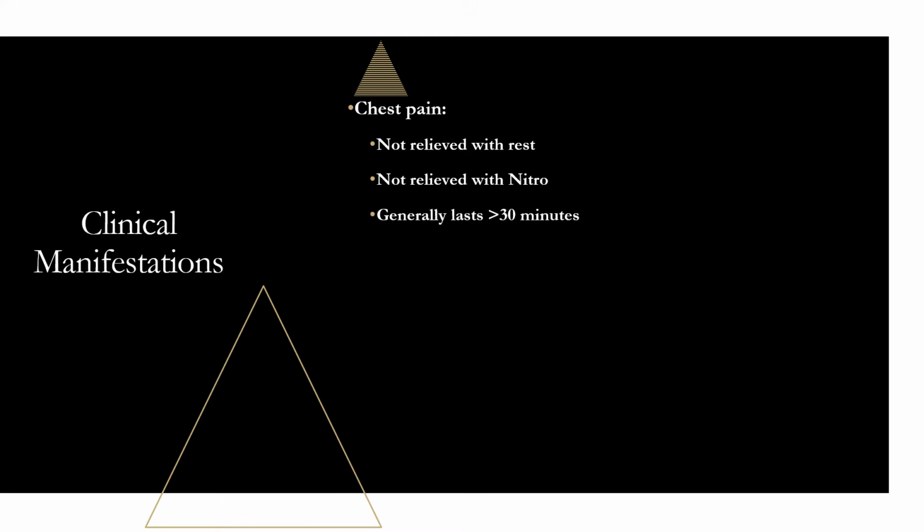So this is different than their normal clinical manifestations of stable angina. Generally, the pain is going to last over 30 minutes with acute coronary syndrome. You'll see some differentiations with that, 30, 45, 60, but generally over 30 minutes. And then, of course, I'm sure we've all heard this: it can radiate to the left arm, into the mandible, the lower jaw, and into the back.